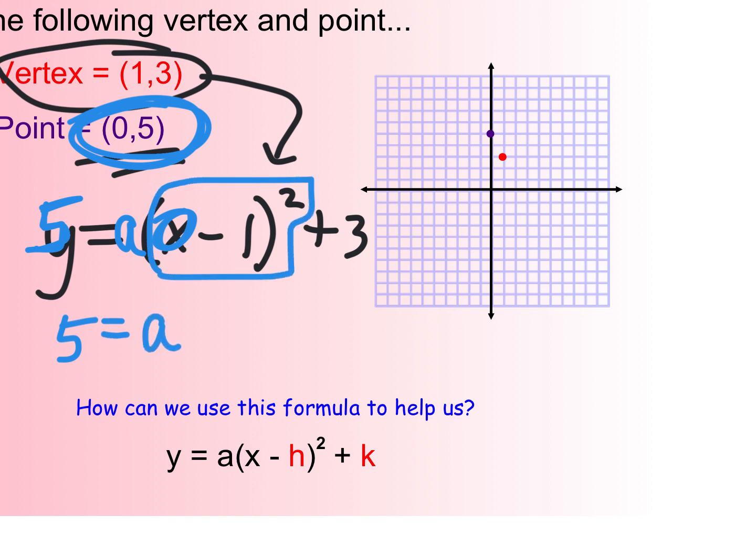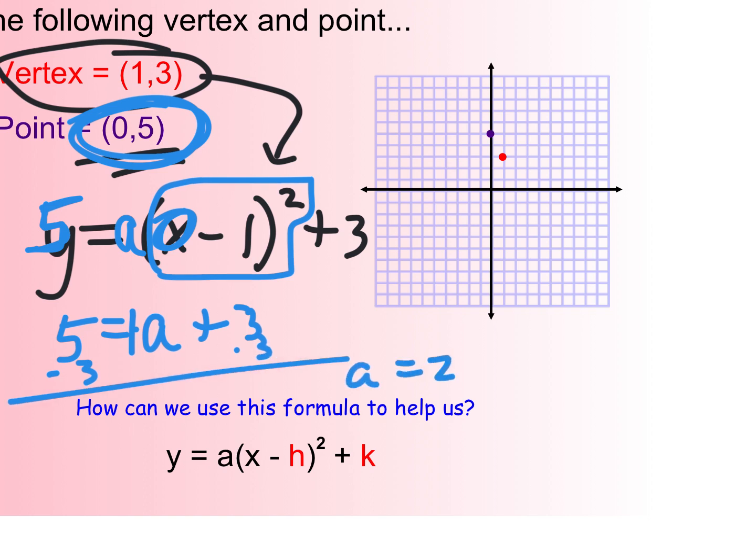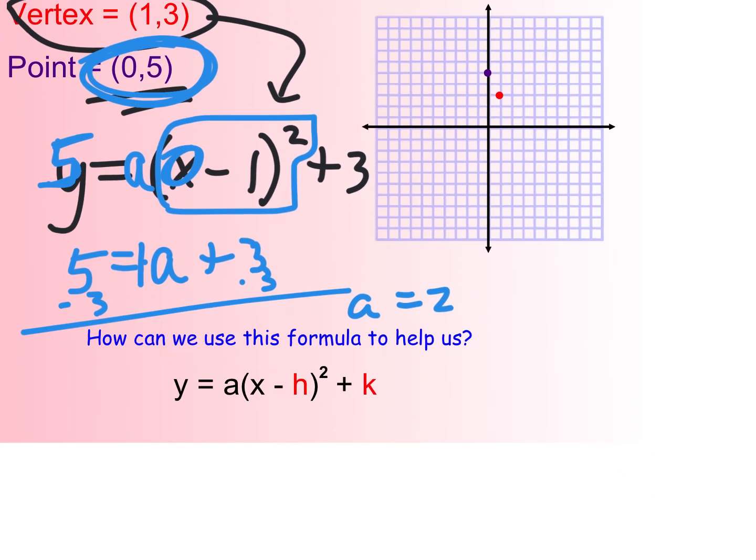0 minus 1 is negative 1. Negative 1 squared is just 1, and 1 times A is just A. I could put a 1 here if it makes you feel any better. And then plus 3. And then I subtract 3 from both sides, and I get 2 equals A. A equals 2. So then, what's the final answer?